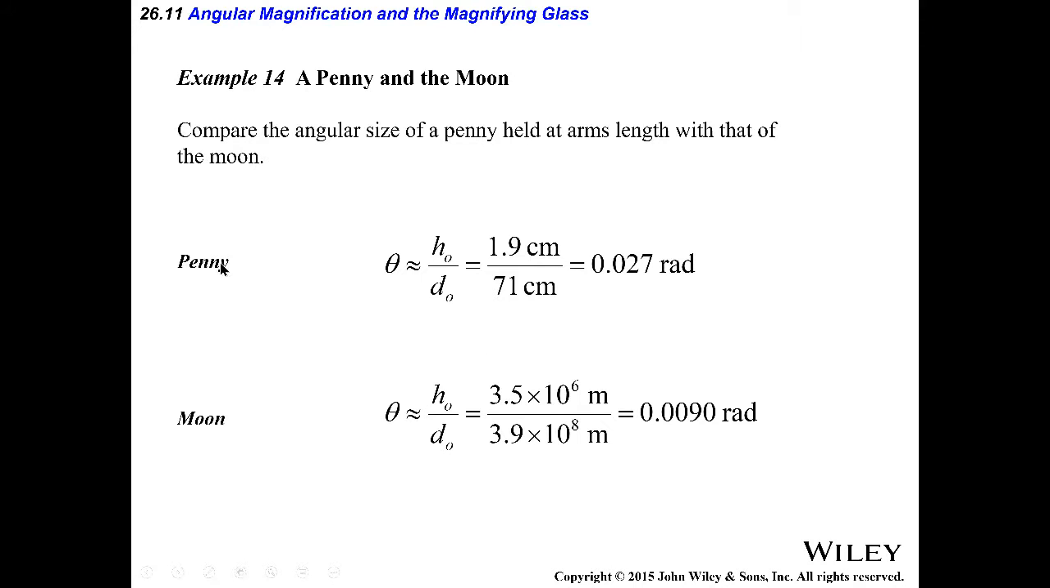So this one is just saying to compare the angular size of a penny held at a certain arm's length with that of the moon, and you can work out the numbers. This is just from the angular size problem from 203.